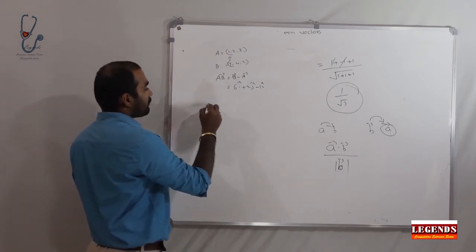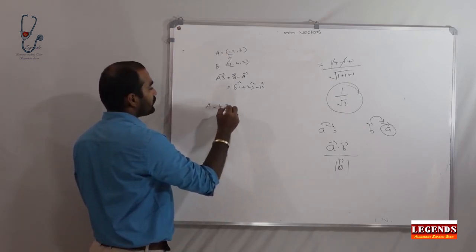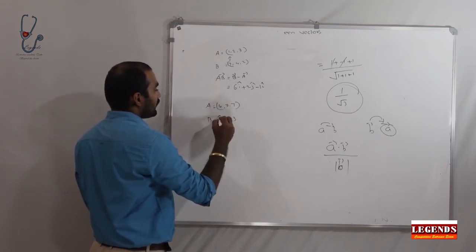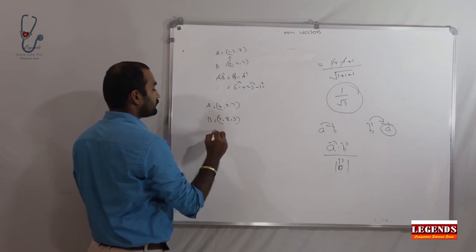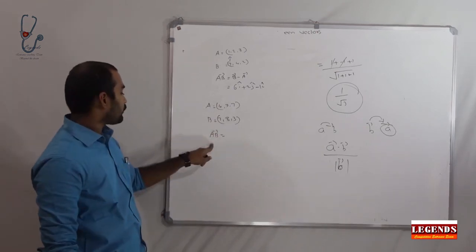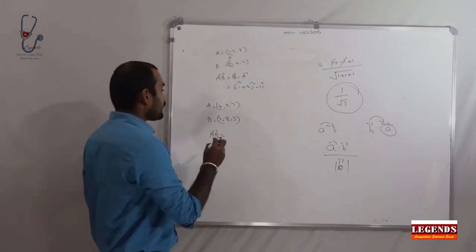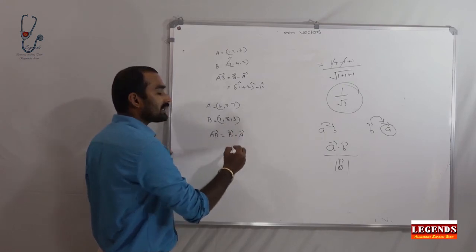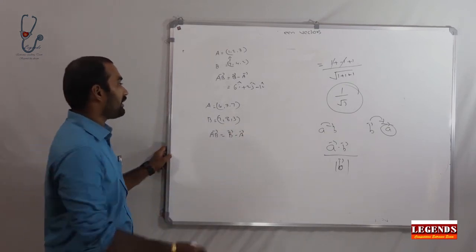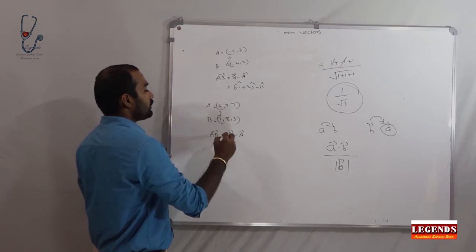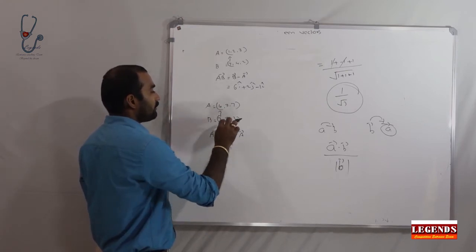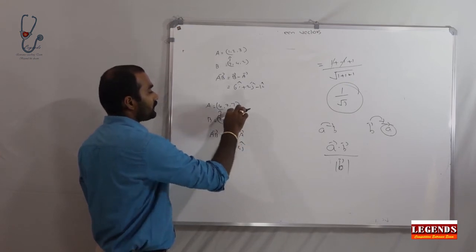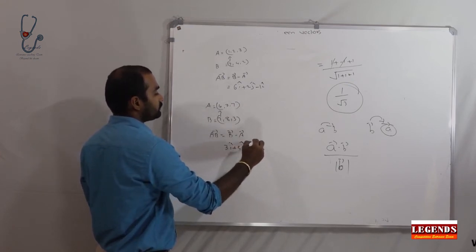Similarly, I give the next example. A is equal to 4, 3, 7 and B is equal to 7, 8, 3. Find the AB vector. The same procedure: AB vector is B vector minus A vector, second minus first. What is the value of 7 minus 4? 7 minus 4 is 3. Next, 8 minus 3 is 5. 3 minus 7 is minus 4.